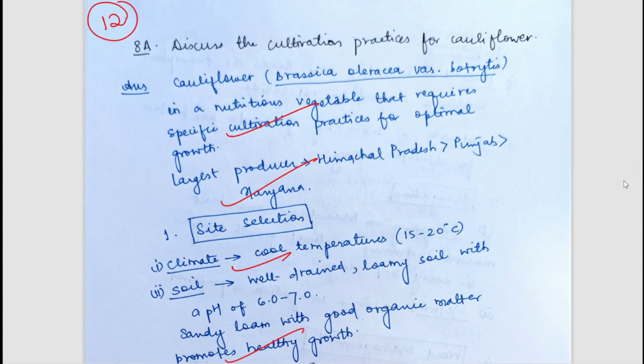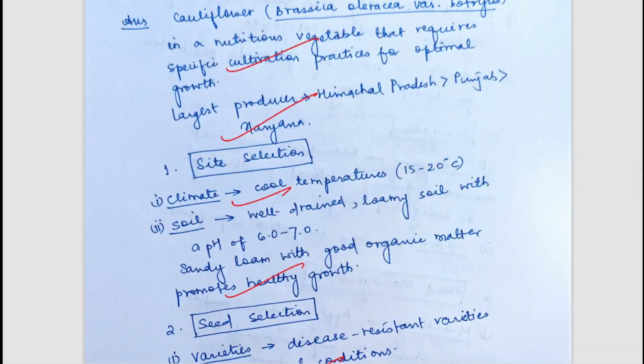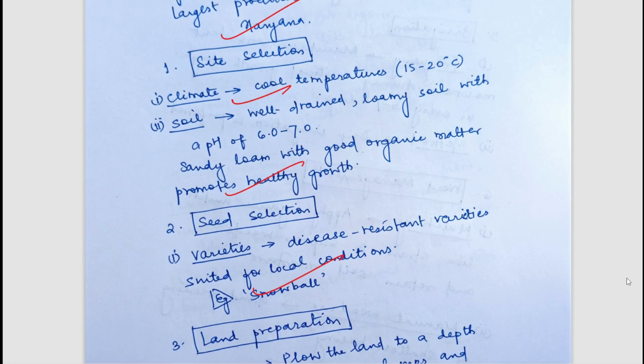Again, you can see another question: discuss the cultivation practices of cauliflower. Here you will see more horticulture crops are asked because this was the full test of paper 2. In paper 2 you will generally find a higher number of horticultural crops in package of practices. In paper 1 you will find cereal crops. Okay, so keep these things in mind. Again the same structure has been followed; you can simply pause and read it.